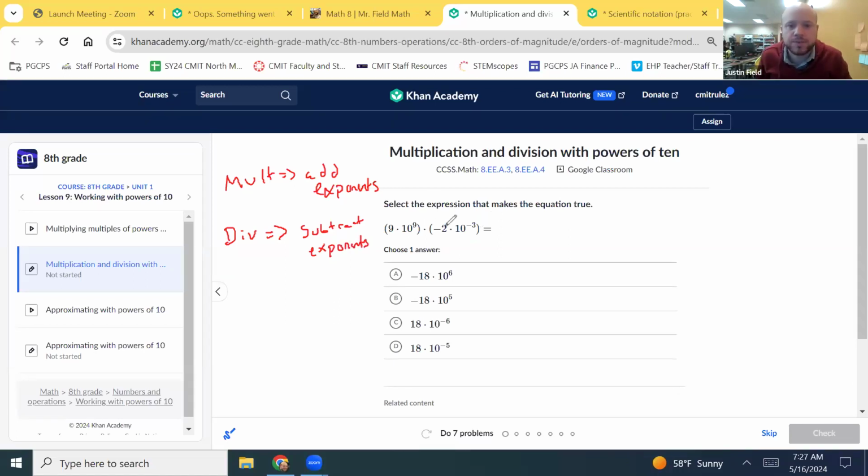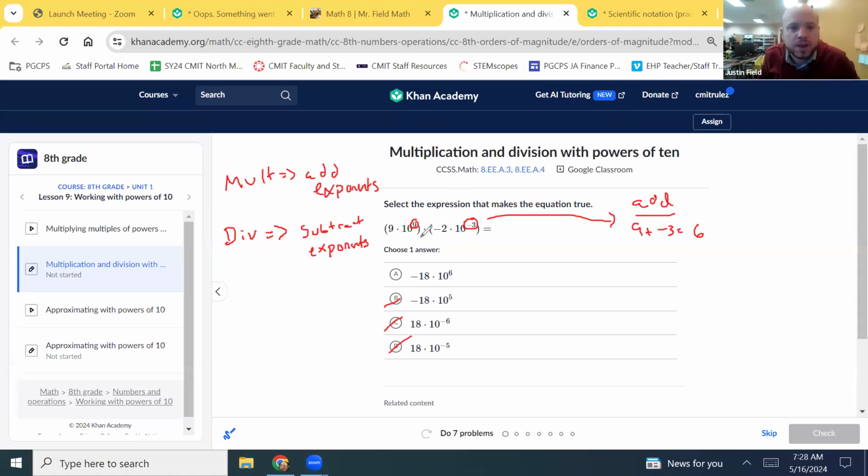Okay, so right now I'm going to add the exponents. So 9 plus negative 3. So this is the add, right? So my exponents are 9 and negative 3. So what's 9 plus negative 3? What is that? That's 6. Okay. So right away I can cross off this one. Look at that. I already know the answer.